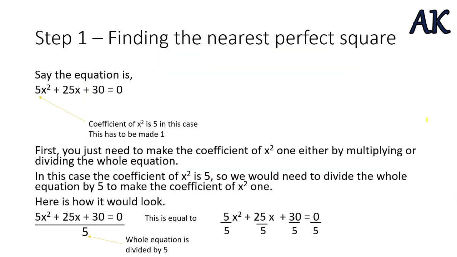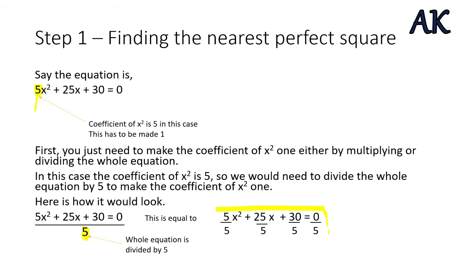Step 1, finding the nearest perfect square. Say the equation is 5x squared plus 25x plus 30 equals 0. First, you just need to make the coefficient of x squared 1, either by multiplying or dividing the whole equation. In this case the coefficient of x squared is 5, so we would need to divide the whole equation by 5 to make it 1.